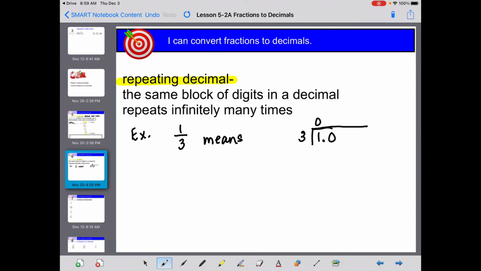3 goes into 10 3 times, and I get 9. 10 minus 9 is 1, so I add a 0 and I bring it down. 3 goes into 10 3 times, and I get a 9. I subtract. Now, at this point, you see that the 3 is repeating. With a repeating decimal, you write a bar above the digits that repeat, and only the digits that repeat. So you would write 0.3 with a bar over the 3 to indicate that those numbers repeat.